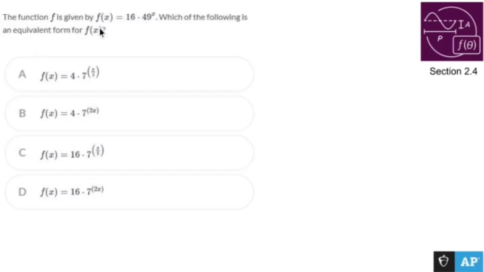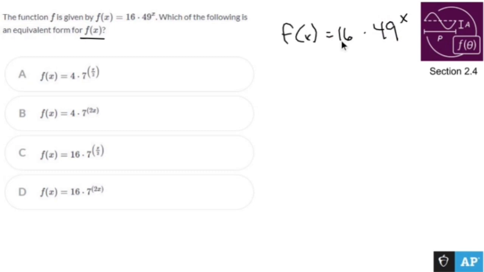The function f is given by f of x equals 16 times 49 to the x. Which of the following is an equivalent form of f of x? So let me write it out. f of x equals 16 times 49 to the x.